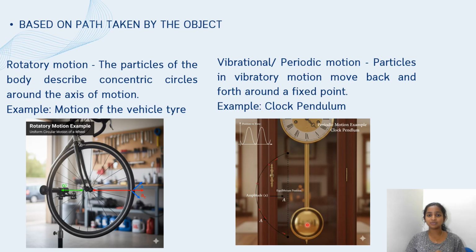Hope the classification of motion based on two criteria is clear. So based on the nature of motion with respect to time, we classified them into uniform motion and non-uniform motion. And based on the path taken by the object, we classified them into four: rectilinear motion, rotatory motion, circular motion, as well as vibrational or periodic motion.